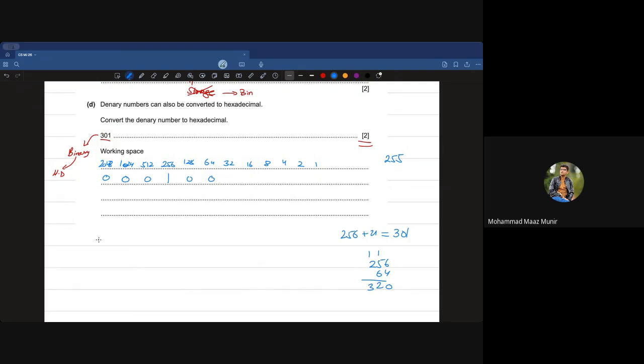This could be a 1. Why? Because 256 plus 32 is 288. Yep. Now 288 plus 16 is basically going to be 6 plus 8 is what?